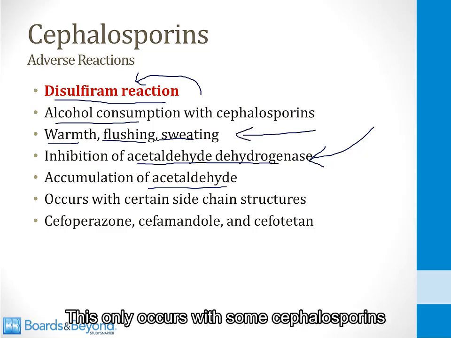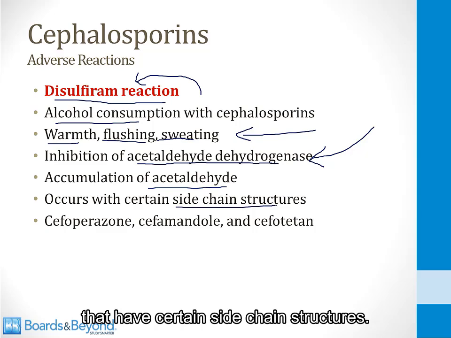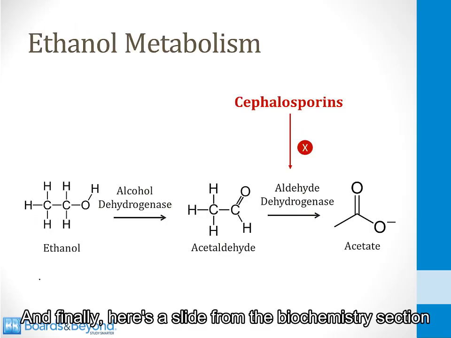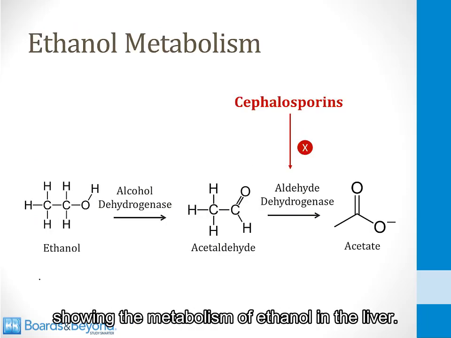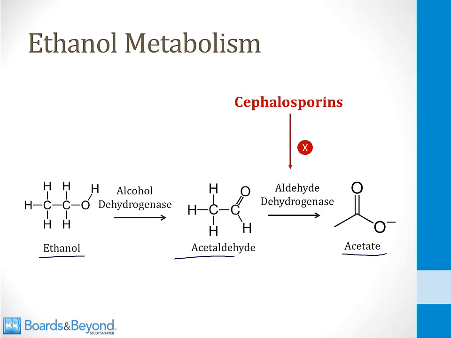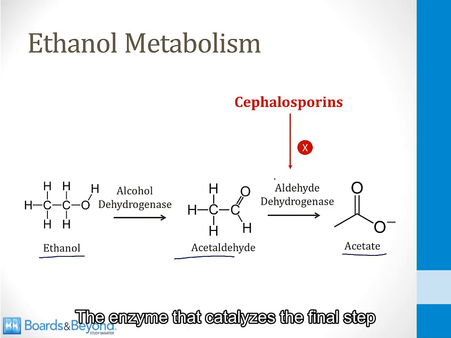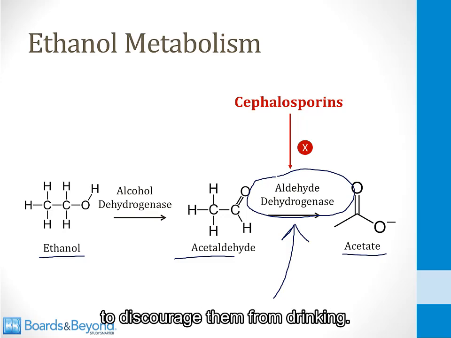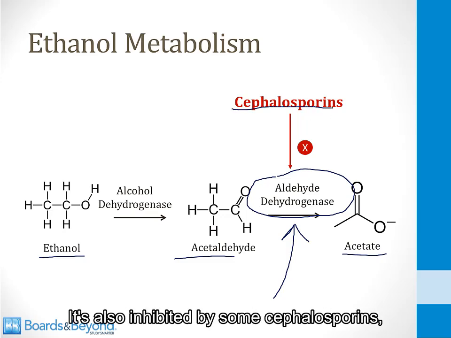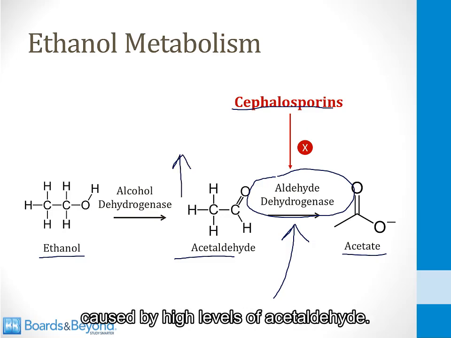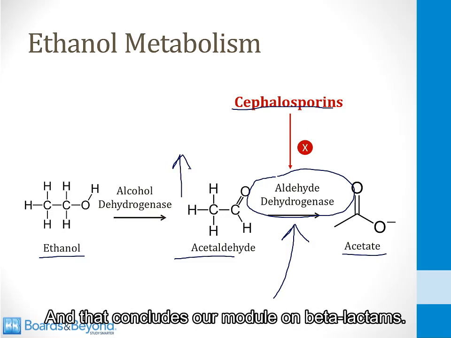This only occurs with some cephalosporins that have certain side chain structures. The ones that are commonly associated with it are written at the bottom of this slide. And finally, here's a slide from the biochemistry section showing the metabolism of ethanol in the liver. Ethanol is metabolized to acetaldehyde and then to acetate. The enzyme that catalyzes the final step is aldehyde dehydrogenase. This enzyme is inhibited by the drug disulfiram, which is given to alcoholics to discourage them from drinking. It's also inhibited by some cephalosporins, and that leads to the disulfiram reaction caused by high levels of acetaldehyde. And that concludes our module on beta-lactams.